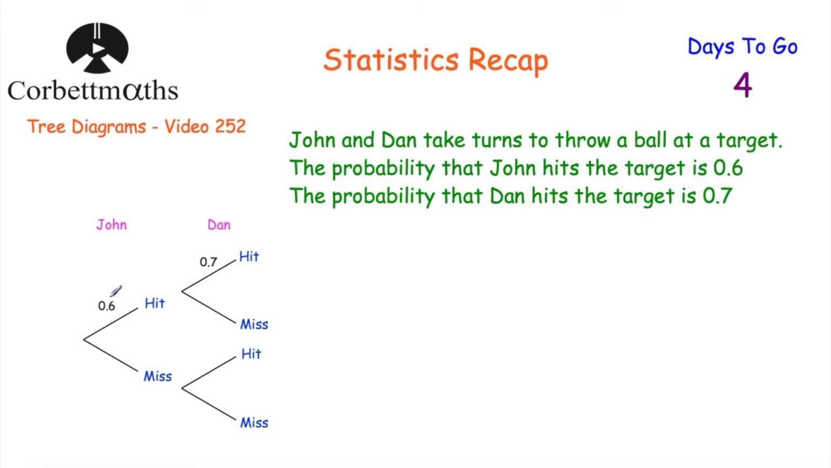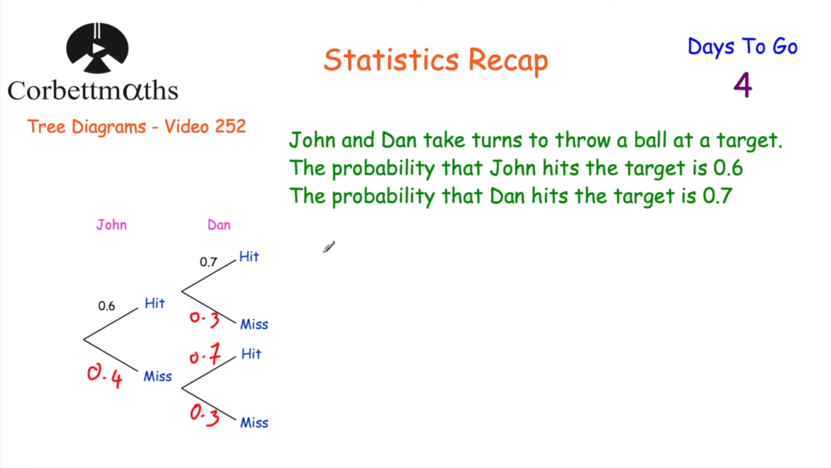The probability of John hitting is 0.6, so the probability of him missing would be 0.4. For Dan, hitting is 0.7, so him missing would be 0.3. Once you've completed your tree diagram, you may be asked to answer questions involving it. So you might be asked, what's the probability that both of them hit the target?